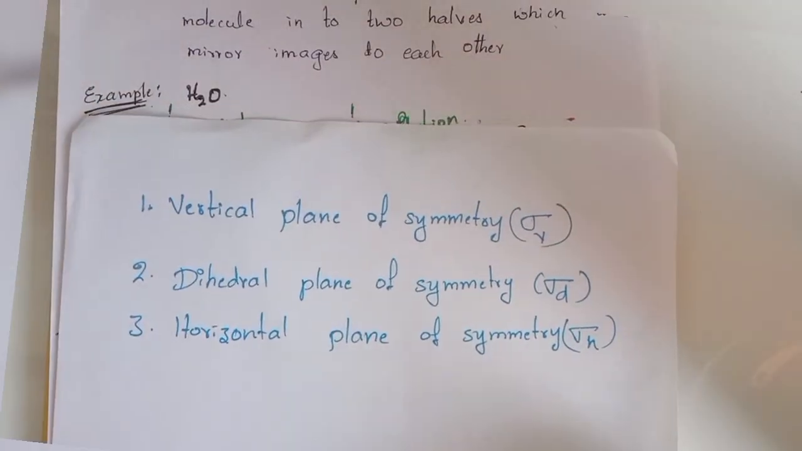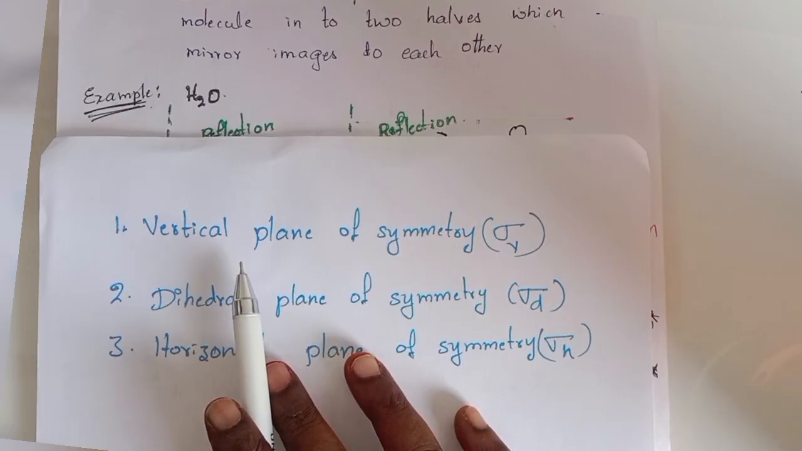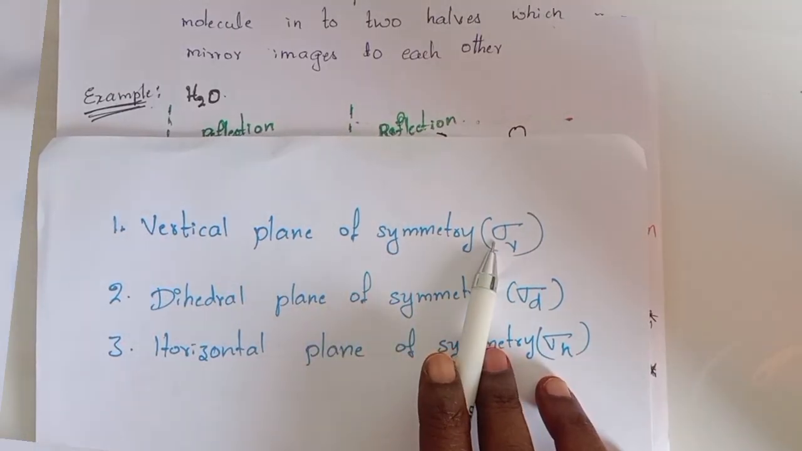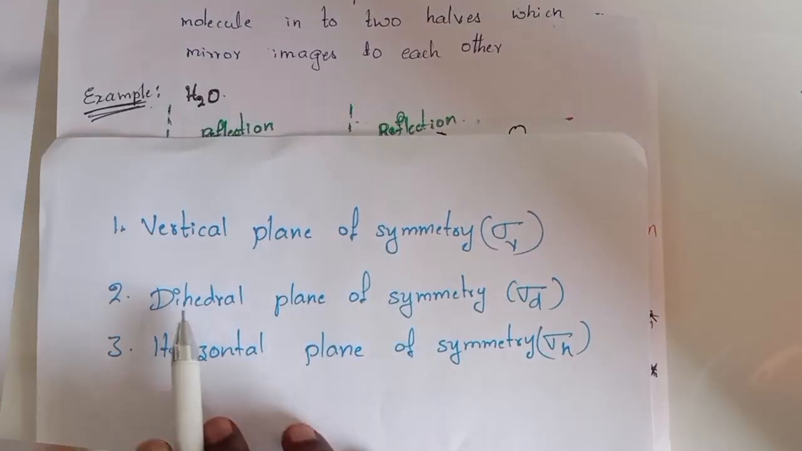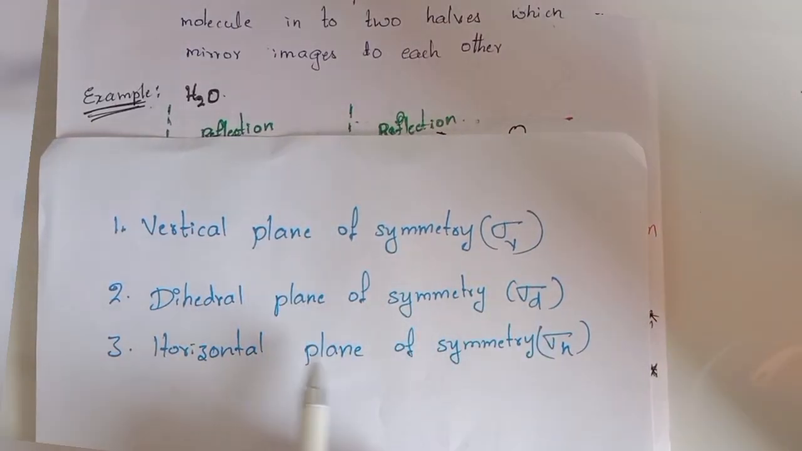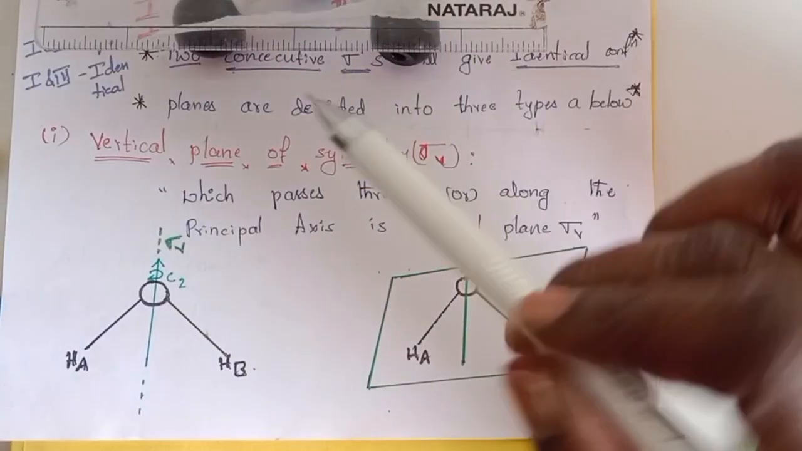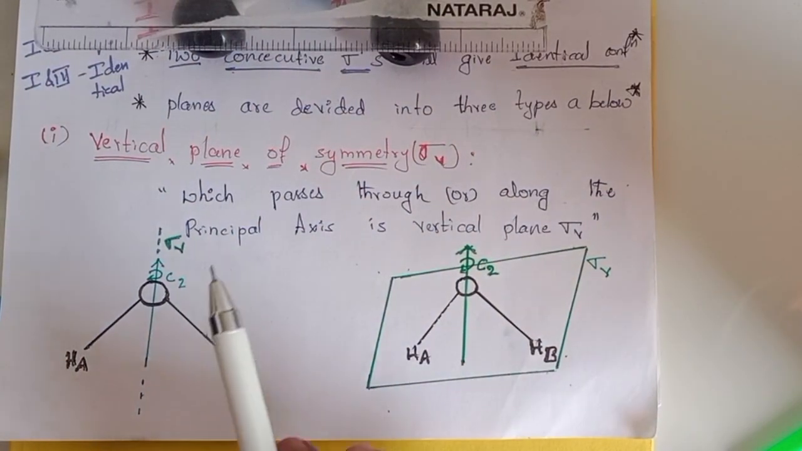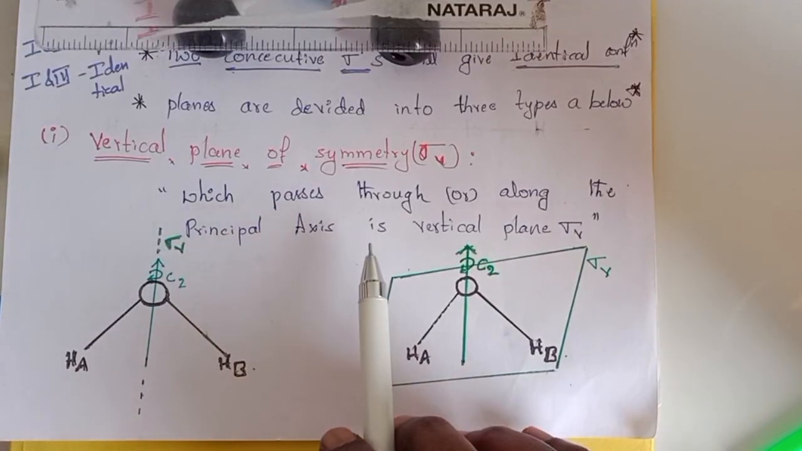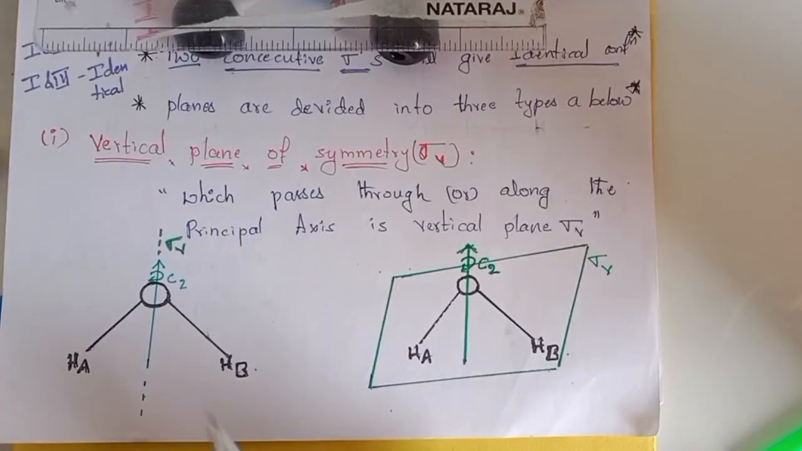So the planes can be divided into three types based on the relationship with the principal axis. One is the vertical plane of symmetry, which can be represented with sigma v. The dihedral plane of symmetry can be represented with sigma d, and the horizontal plane of symmetry can be represented with sigma h. Vertical plane of symmetry: it can be defined as one which passes through or along the principal axis. We can say it is a vertical plane.